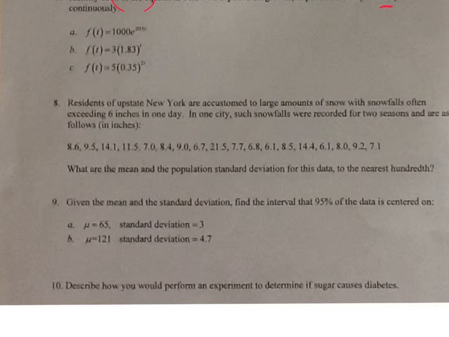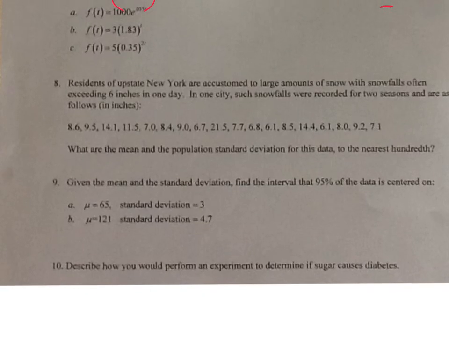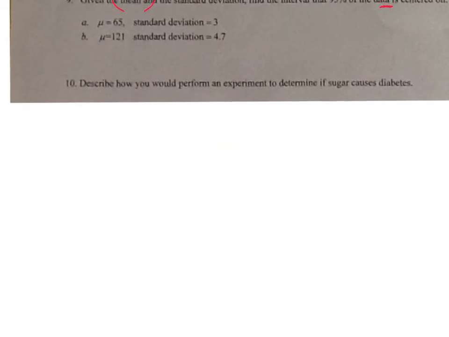Number 8 says, residents of upstate New York are accustomed to large amounts of snow, with snowfall often exceeding 6 inches in one day. In one city, such snowfalls were recorded for 2 seasons and are as follows in inches. So we have this data here. What is the mean and the population standard deviation for this data to the nearest hundredth? So you need to type this into your calculator. So put this on pause and plug it into the calculator.